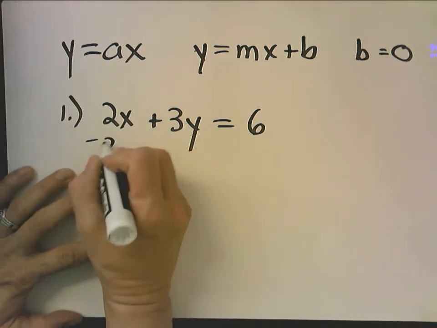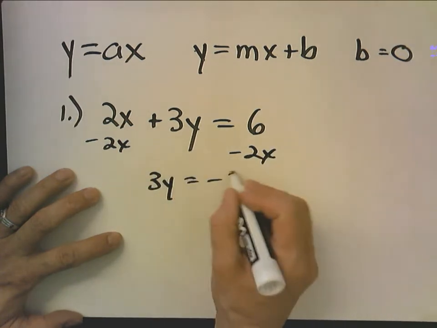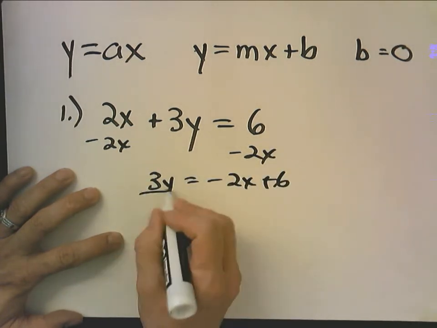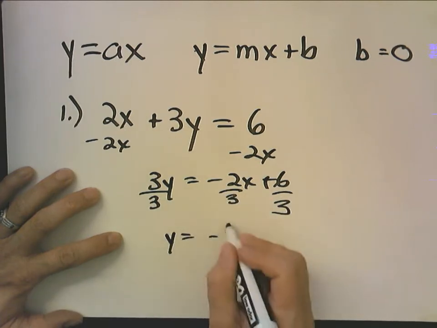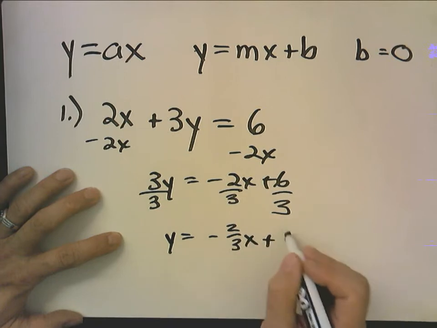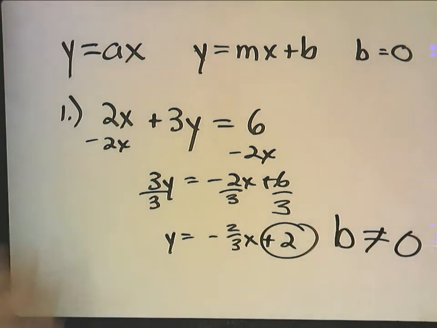So to solve this equation for y, I subtract 2x from both sides. I divide every term by 3, and I get y equals negative 2/3 x plus 2. Well, b does not equal 0, so this is not direct variation. And if it's not direct variation, I can't tell you what the constant of variation is, because it's not direct variation.